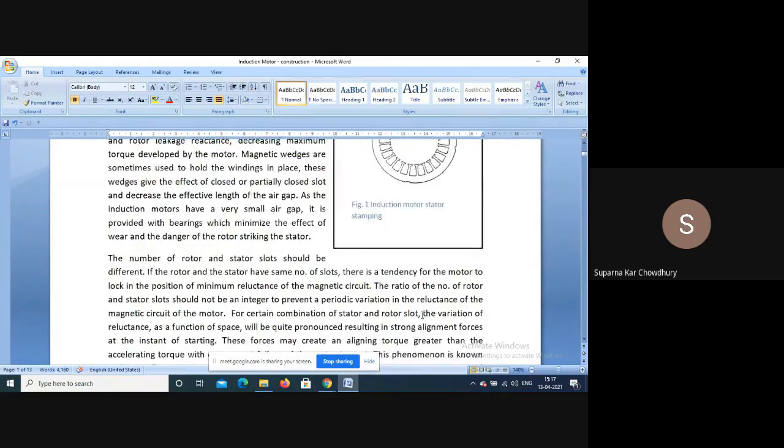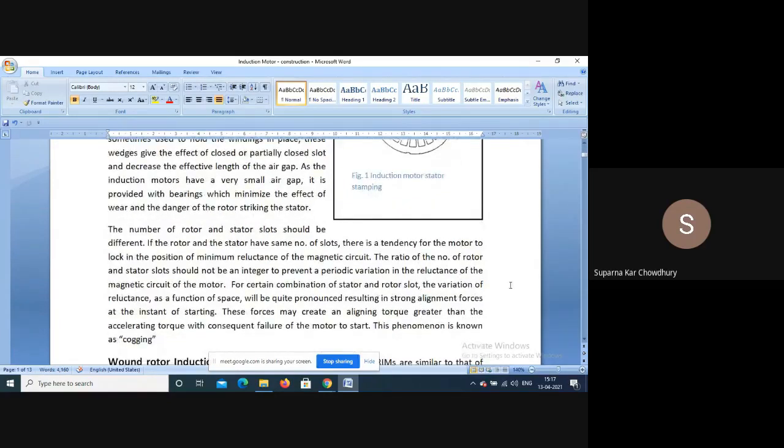For the rotor, now one is the number of slots on the rotor. The rotor structure is also slotted. Either we put the distributed winding or we put the cage winding in the slots, but both are slotted structures.